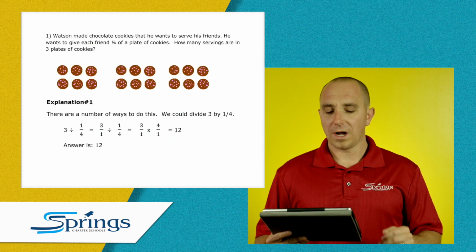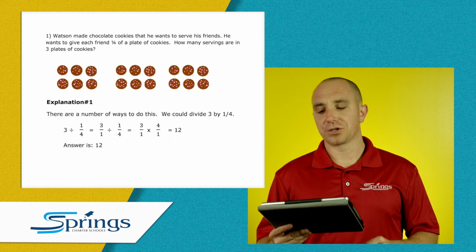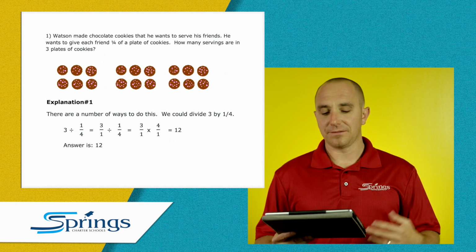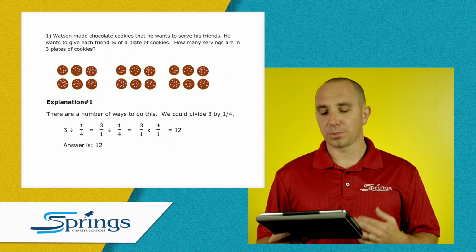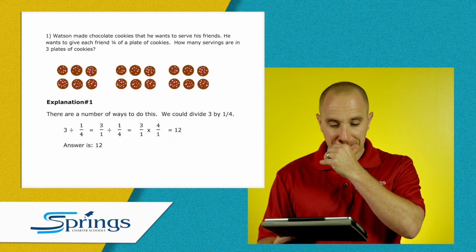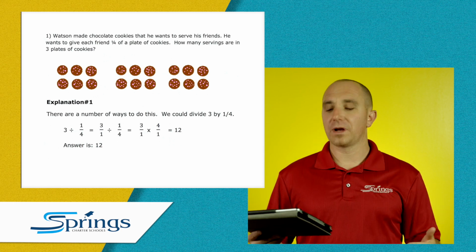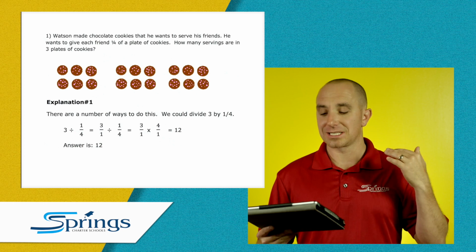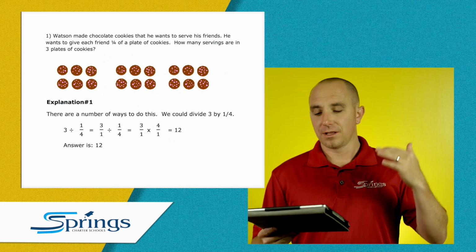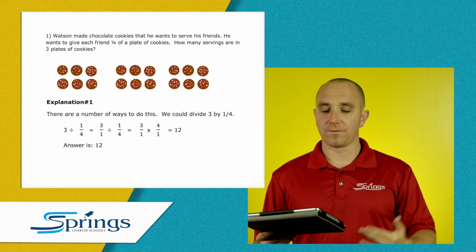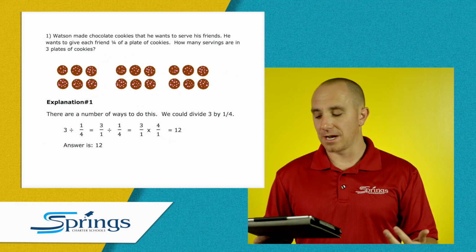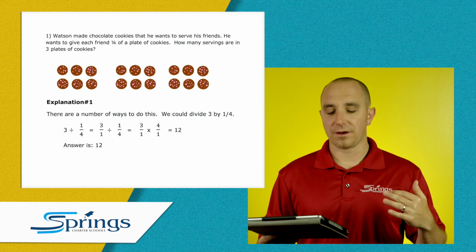Okay, Watson made chocolate cookies and he wants to serve his friends. He wants to give each friend 1/4 of a plate of cookies. How many servings are in 3 plates of cookies? All right, so there are a number of ways to do this, but I think the easiest is to simply divide. You could divide the 3 plates by the 1/4 you're trying to give each friend. So you have 3 divided by 1/4.